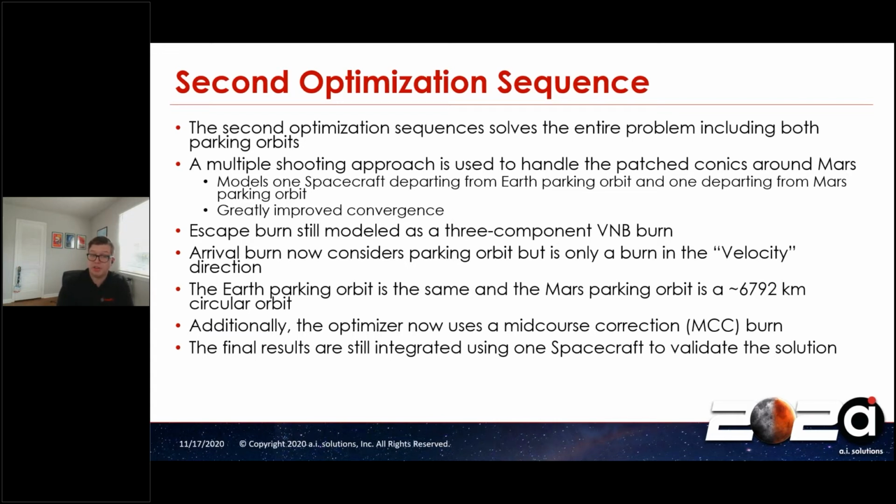Additionally, we're adding a third burn in here, our mid-course correction burn, which will take place at the patch point where the 2 trajectories meet. The final results are still going to be integrated using just one spacecraft, and that's going to help us validate the solution to make sure that even though we use 2 trajectory segments to solve it, it still integrates cleanly as one segment for the final solution.